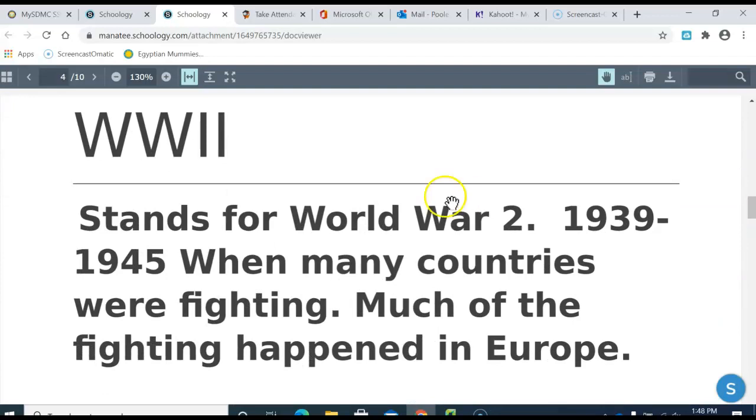So your first word is WWII, W W and then line, line. And that is the Roman numeral for 2, and the WW stands for World War. So for your definition column, you're writing stands for World War II. The dates for World War II are 1939 to 1945, when many countries were fighting, much of the fighting happened in Europe. So we call it a world war because there were a lot of countries involved, so it felt like the world was at war with each other, was fighting with each other.